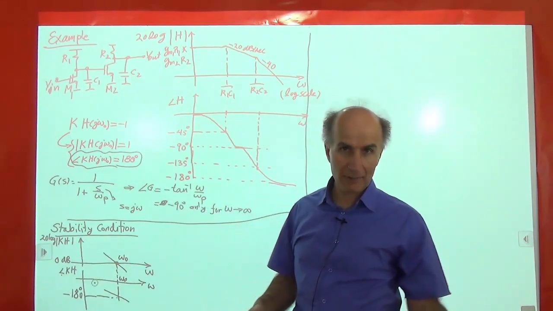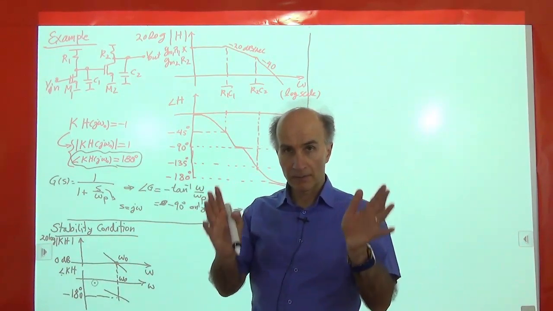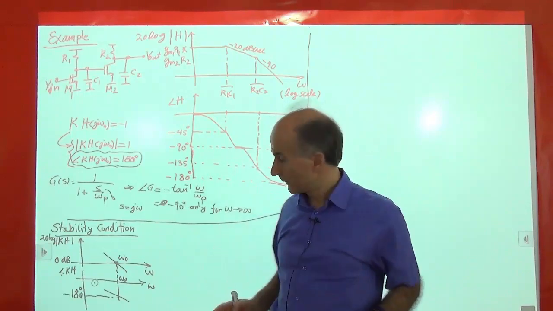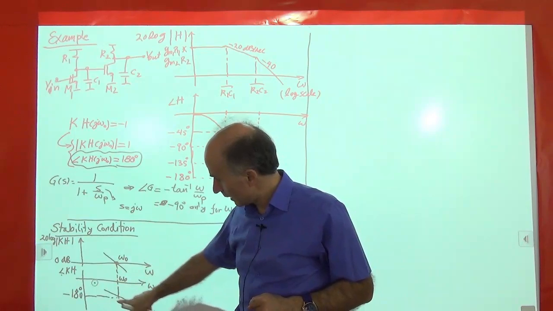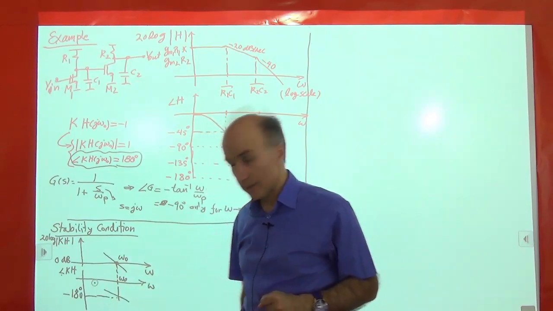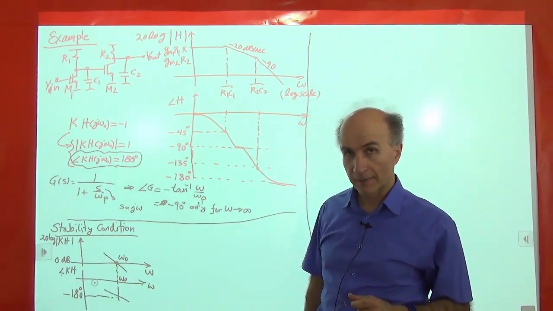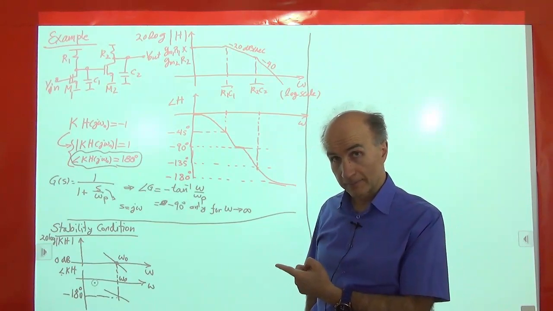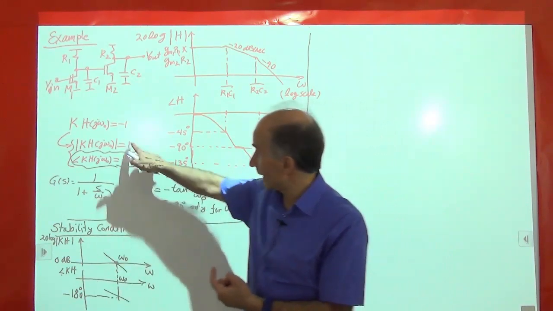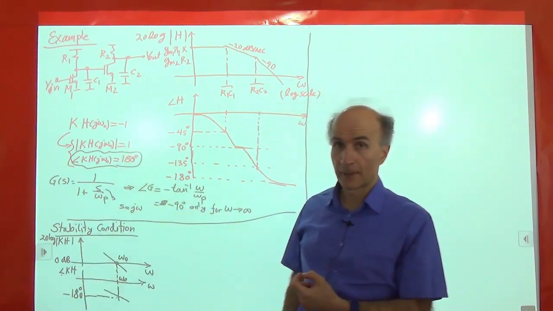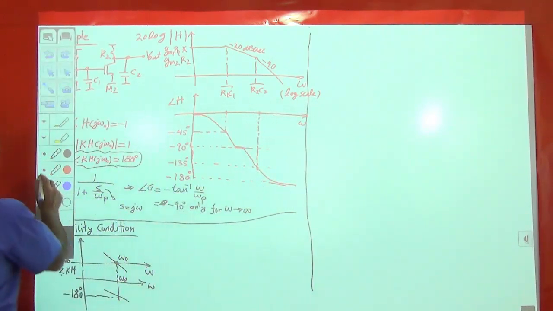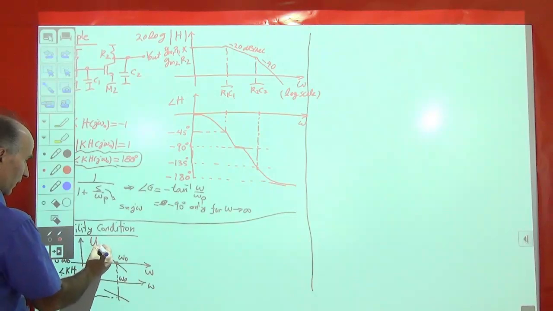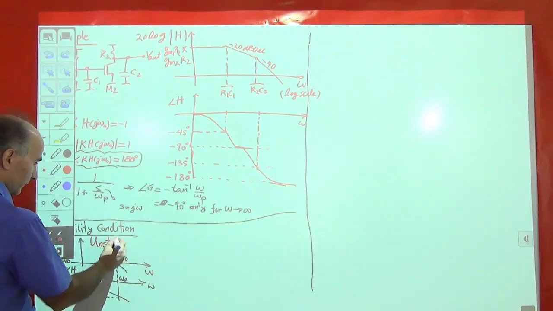K really doesn't have a phase, so it's just the phase of the open loop amplifier. And we see that at some frequency, which happens to be the same, the phase also passes 180 degrees. Is the system stable? No, because that's exactly these two conditions, right? So the system is unstable. So let's write here: unstable.